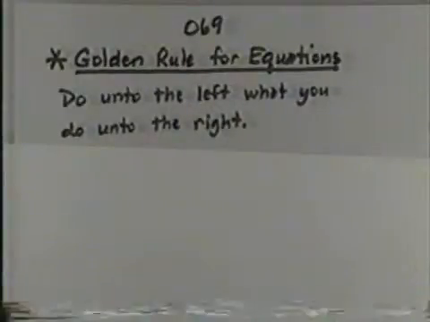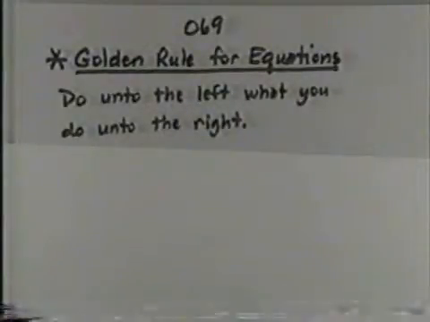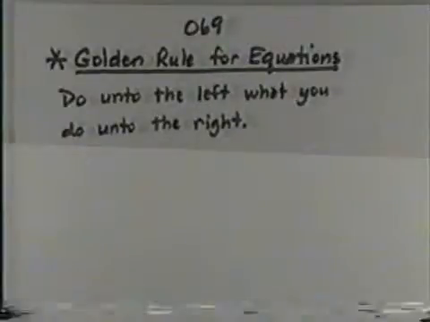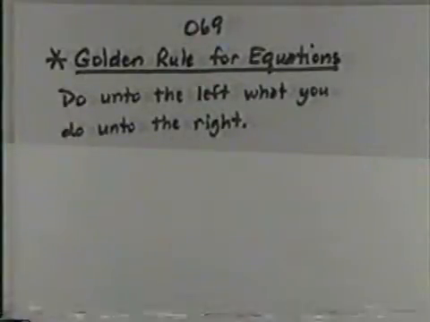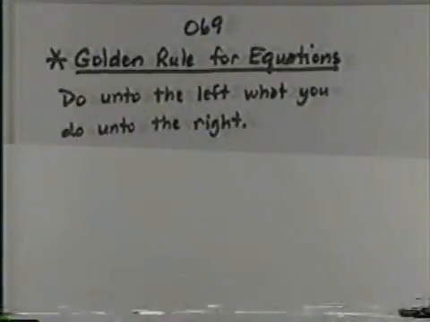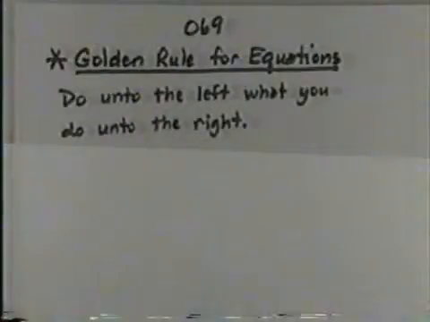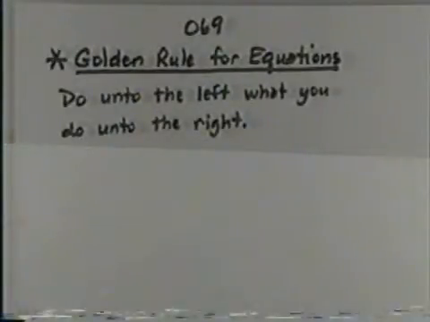Putting it in the language of do unto others what you would have them do unto you, we can say, do unto the left what you do unto the right. The left and the right are the two sides of the equation that you're working with. So do unto the left side of the equation what you do unto the right side of the equation.